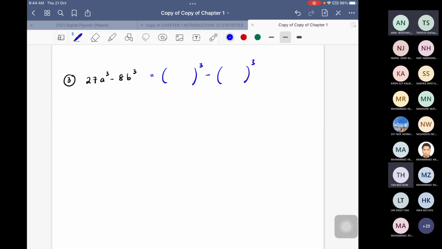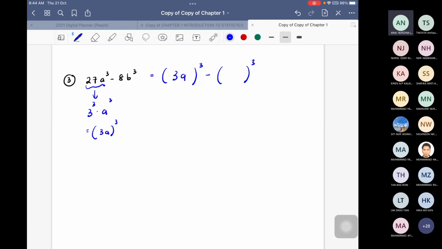Tiga A. Okay, that's right. So the first cube, we will have 3A because 27A cube is equivalent to 3 kuasa 3 darab dengan A kuasa 3, which is equivalent to 3 darab A kuasa 3. So that is why we're going to have 3A kuasa 3. And yang kat belakang tu sama juga idea dia.